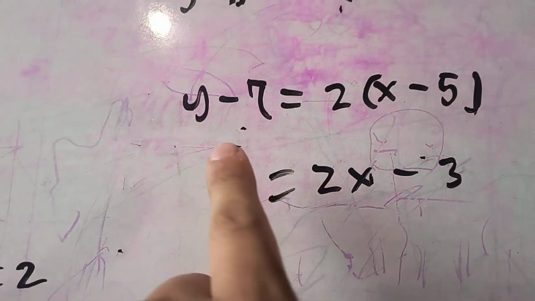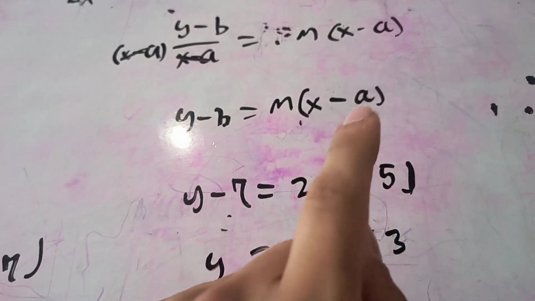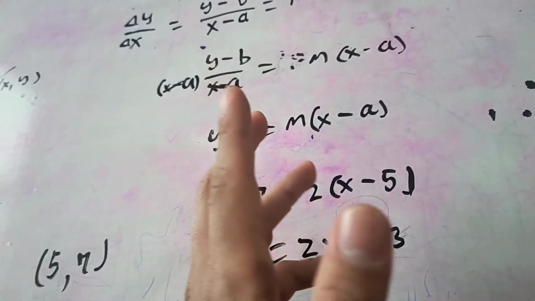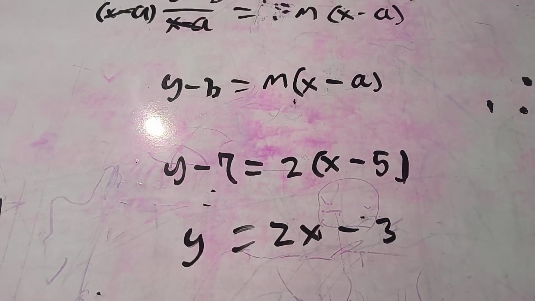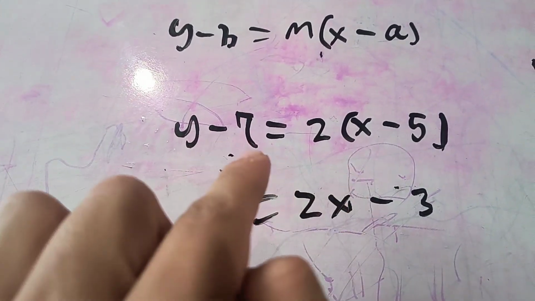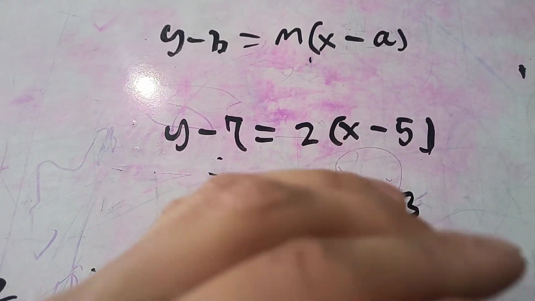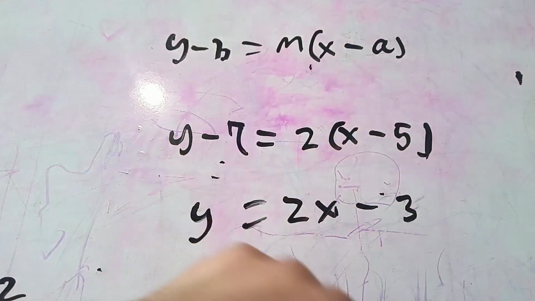But yeah, this is point slope form: Y minus b is equal to m times x minus a. That is point slope form. When given one point on the line, like the point 5, 7, you were able to find the equation of the line. Anyways, yeah, seems cool.